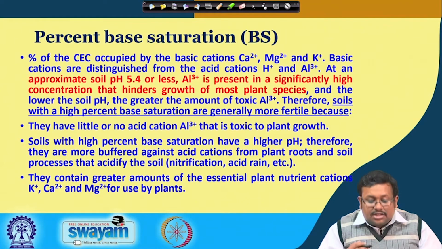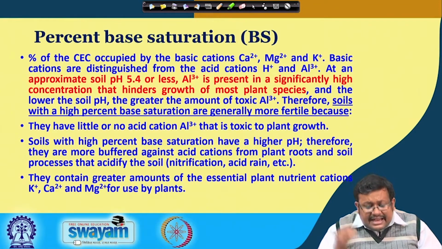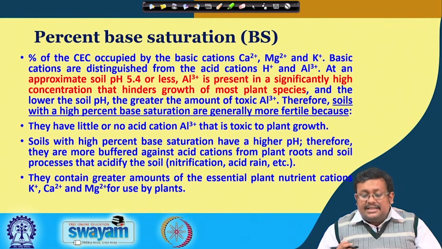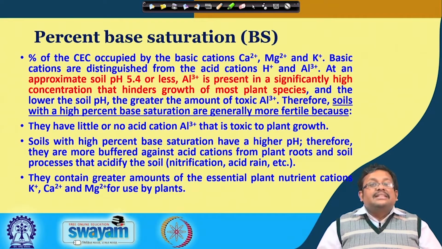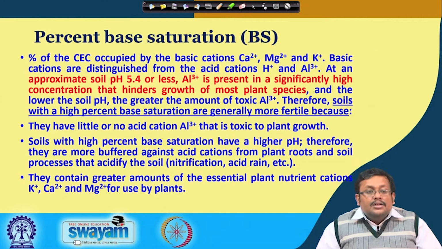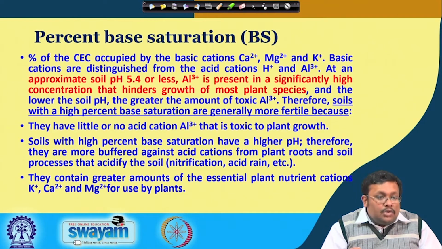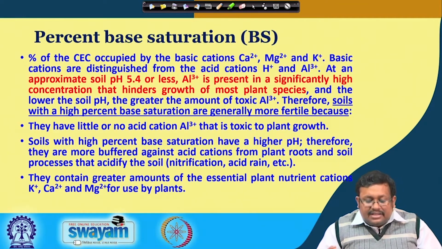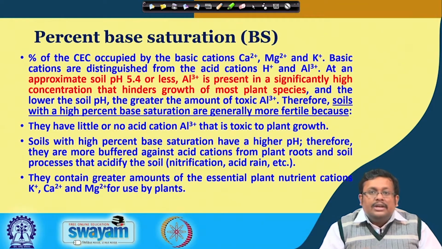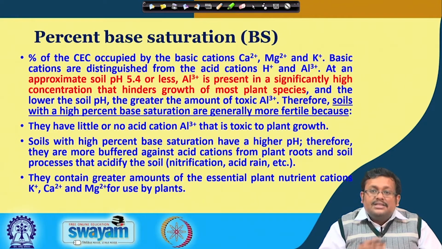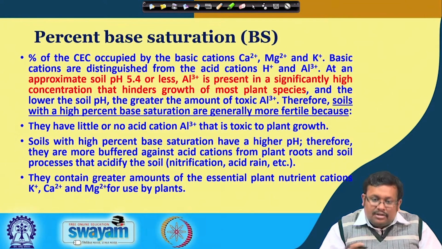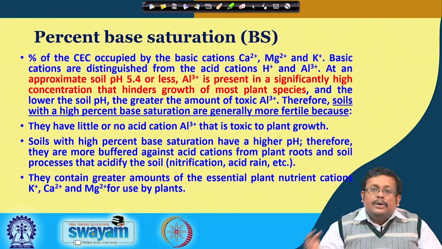The lower the soil pH, the greater the amount of toxic Al3+. So soils with high percent base saturation are generally more fertile, because a high dominance of Al3+ will obviously create aluminum toxicity. We don't need that condition. We need a fertile soil, one that can support plant growth and supply the required nutrients to the plant.